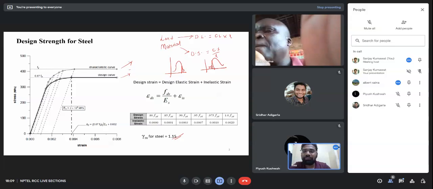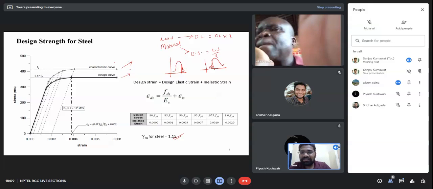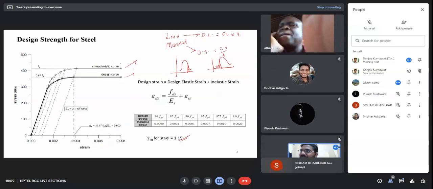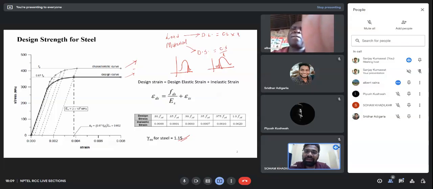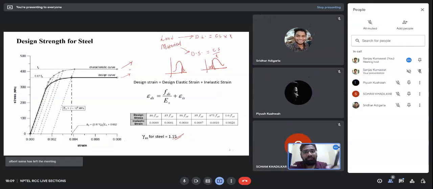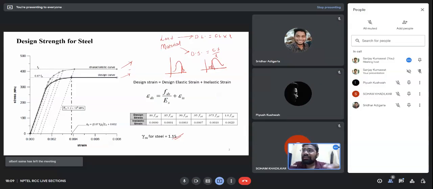What I have discussed up to now is the characteristic strength, and the design strength. So what is characteristic strength? Characteristic strength is nothing but the resistance provided by the material. We get it by testing many samples, and not more than 5% of the results fall below a specific value.